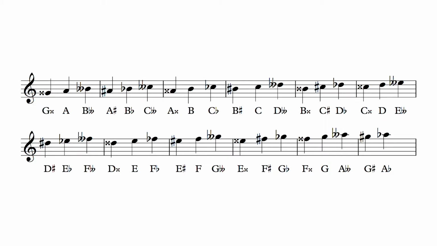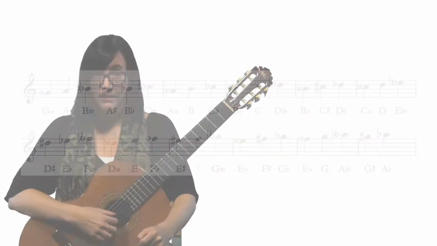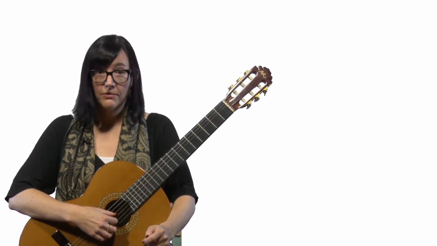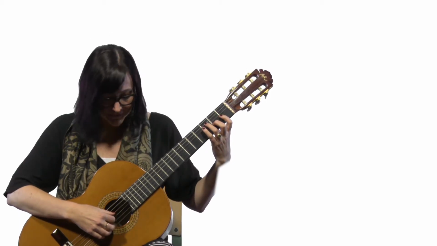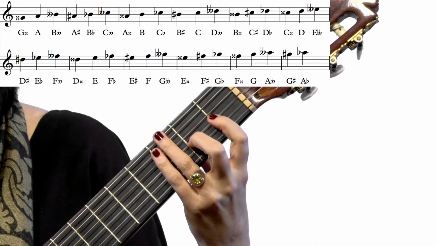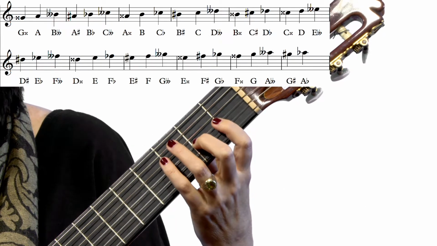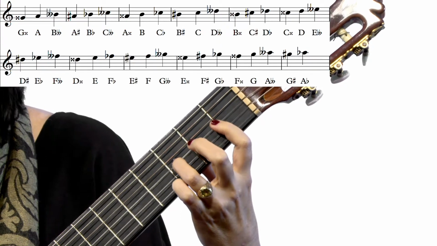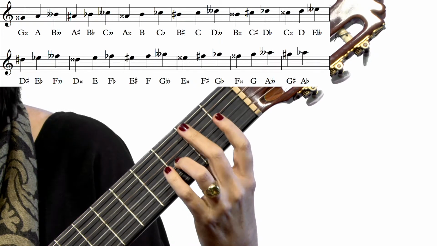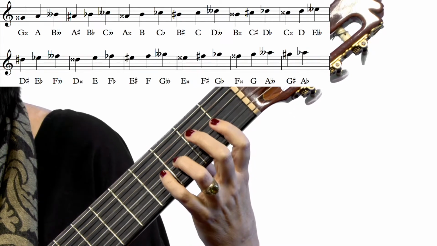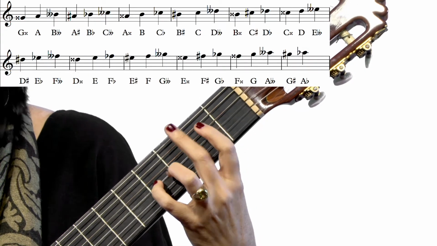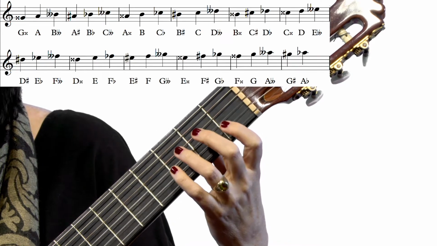For example, in the first measure, G double sharp is the same as A, which is the same as B double flat. Despite the different spellings, all three of these notes can be played on the second fret of the third string, like this. Moving on to the next measure, A sharp, B flat, and C double flat can all be played at the third string, third fret. In the next measure, A double sharp, B, and C flat can all be played on the third string, fourth fret. They can also be played on the second string open.